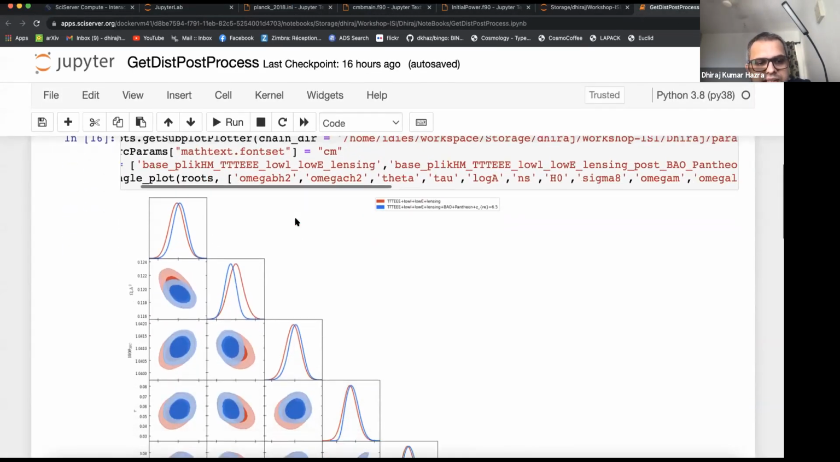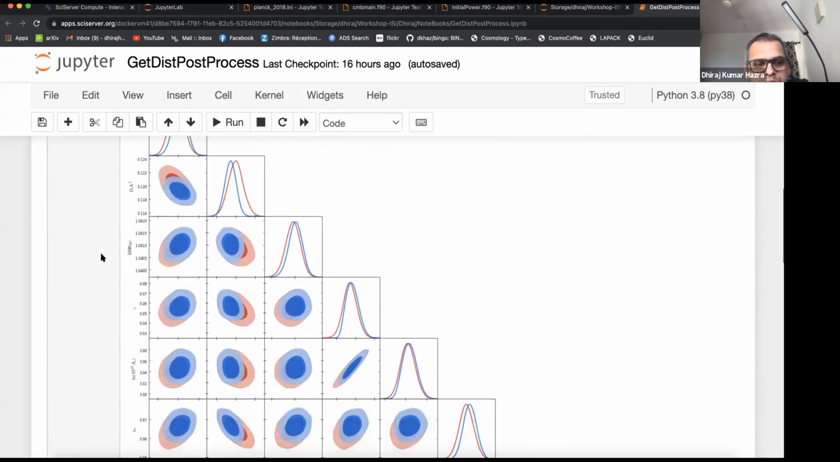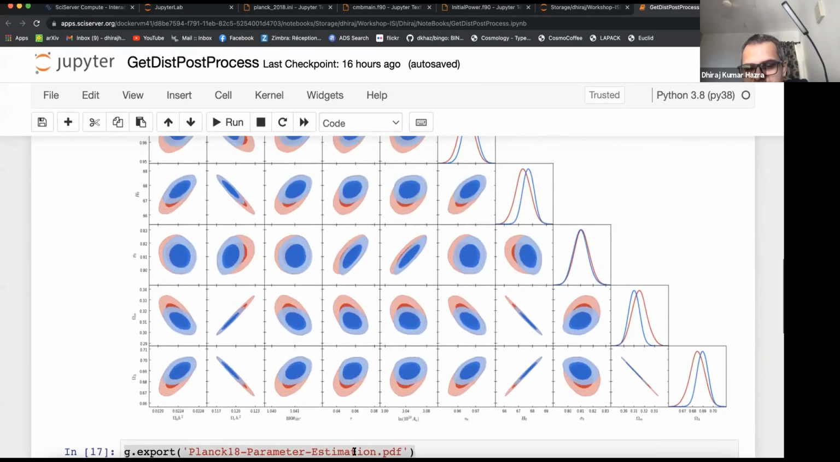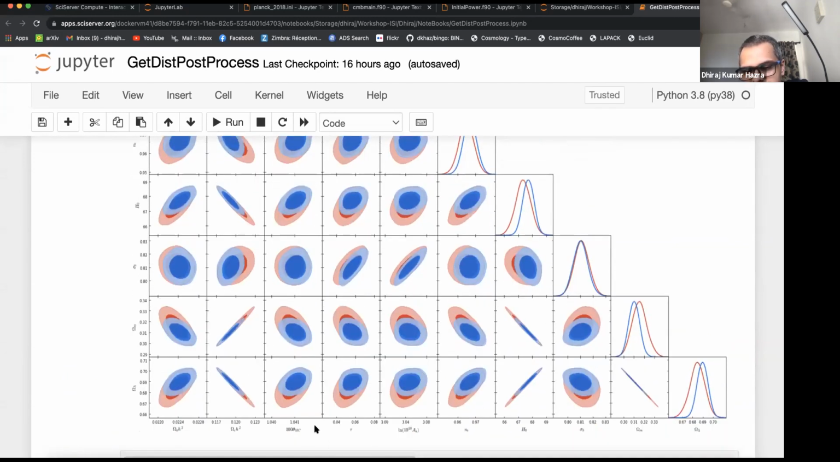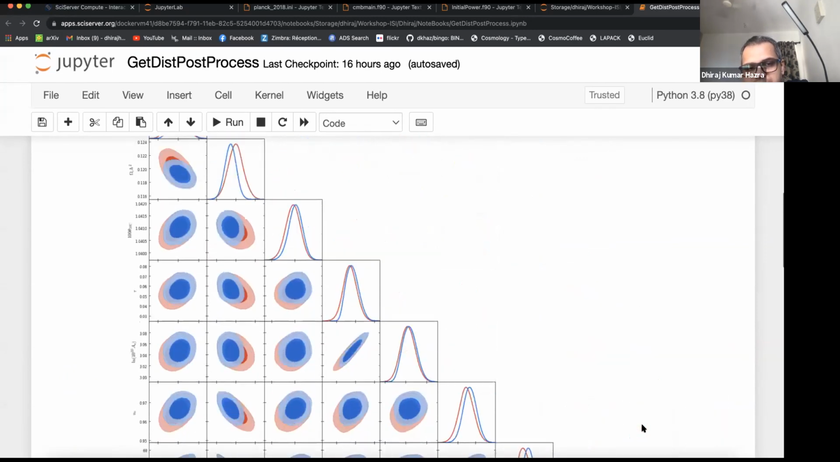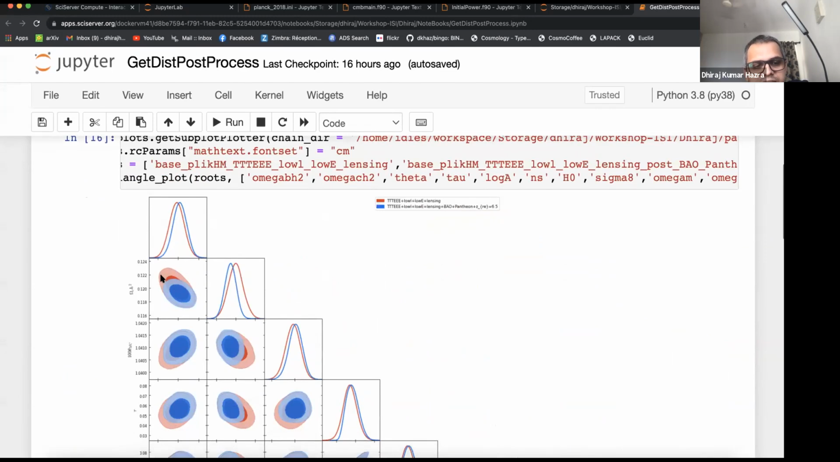When you do that, just like what we discussed here, you will get constraints for all these parameters: omega baryon square, omega CDM square, 100 theta MC, tau, AS, NS, and these are derived parameters. From theta MC and other parameters you can derive H0. Sigma 8, I already discussed yesterday. This is another derived parameter, an integration of the primordial matter power spectrum and the window function. Then omega matter, total omega and omega lambda.